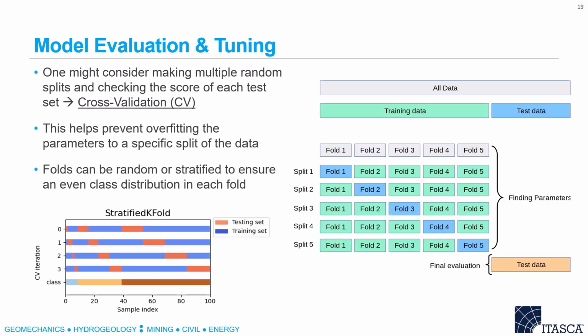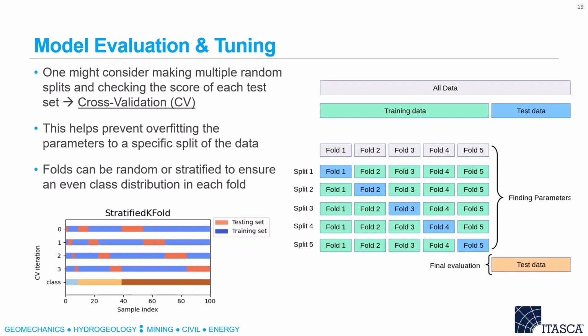From this, one might naturally consider making multiple random splits and checking the score of each validation set. You can then take the average of each of these performance metrics as the overall score for your model. This is called cross-validation and is a much better method for evaluating your machine learning model.